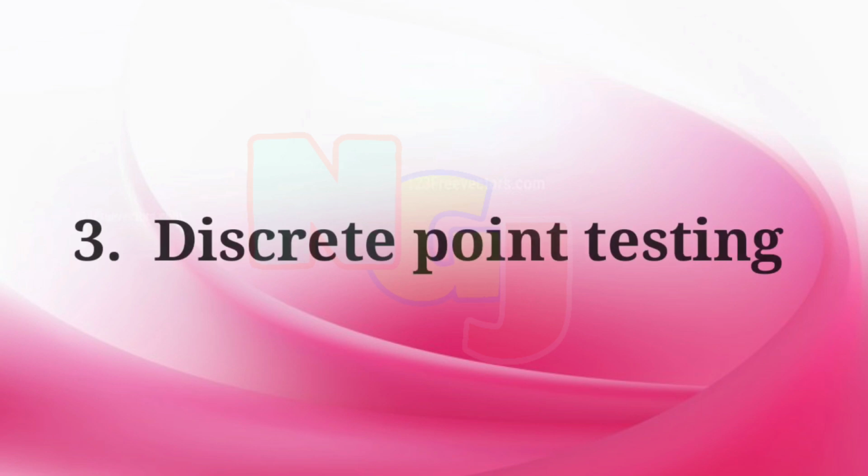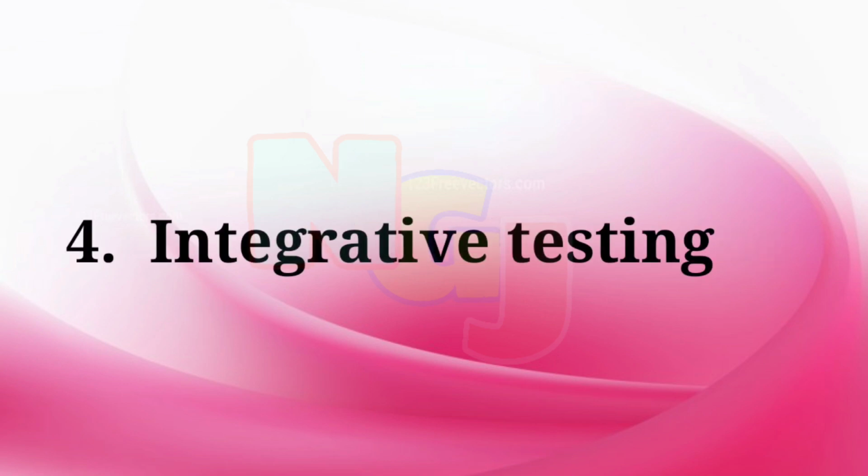Now, moving on to the third way of testing language, we have discrete testing. It means testing a particular language item. For example, tenses of grammar. This tests language components like vocabulary, pronunciation, grammar and spelling, and also the language skills like listening, speaking, reading and writing separately. Remember that in discrete testing, the language components are tested separately, as well as the language skills are tested separately.